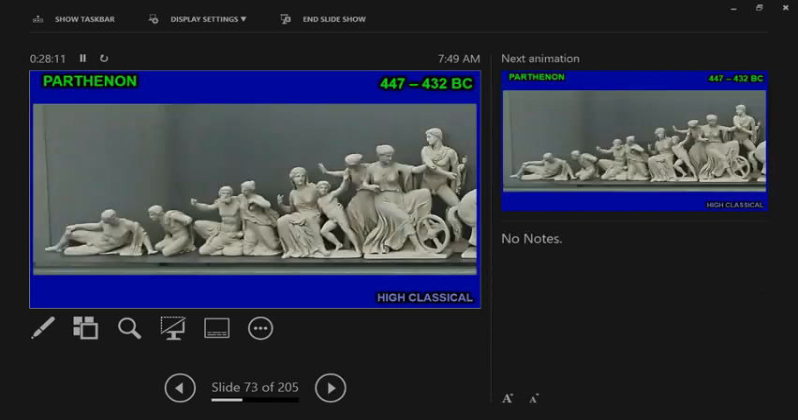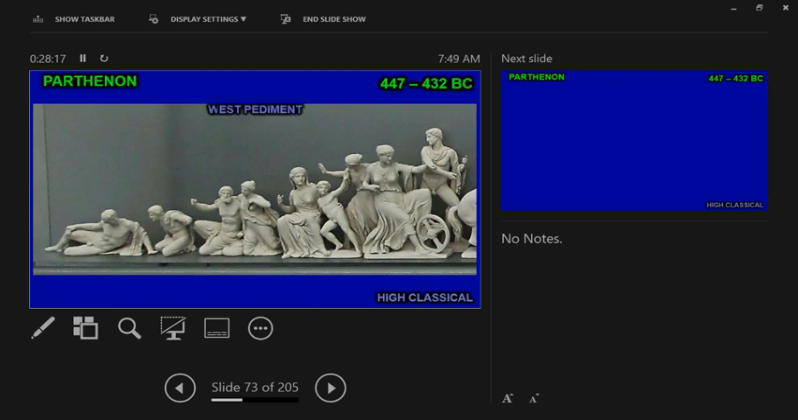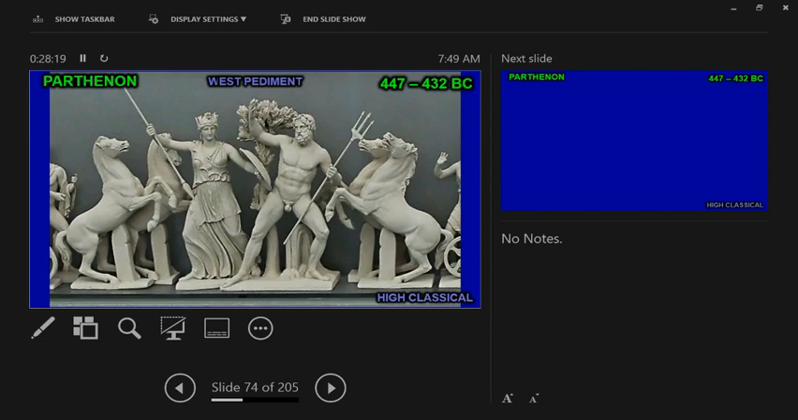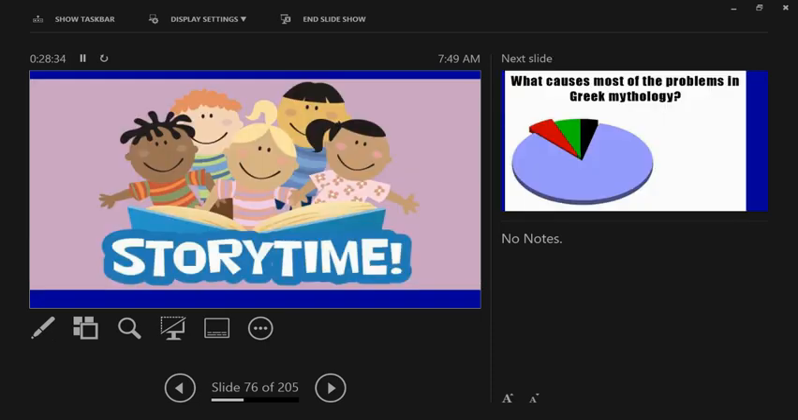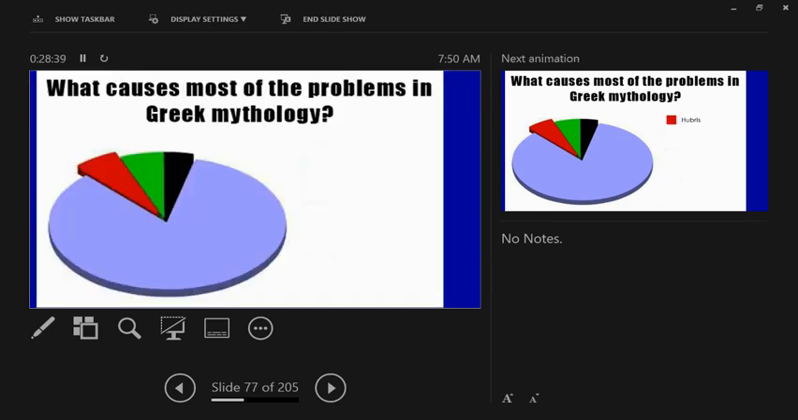All right, so let's take a closer look at the pediment. This is the left side of the pediment and the center of the pediment with Athena and Poseidon, and then the right side of the pediment. To go to the other side of the temple, I got another story for you.